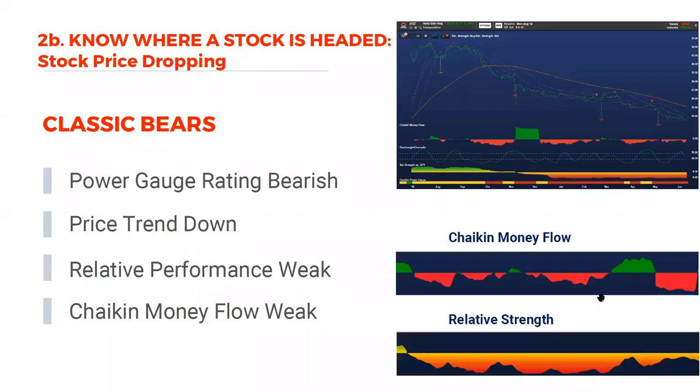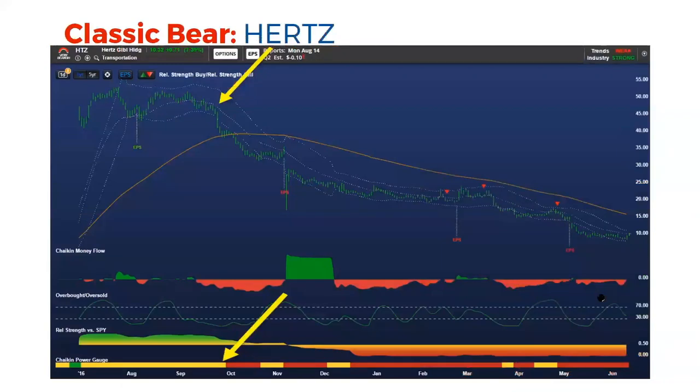And then finally, money flow weak. Now, just like in bullish stocks, occasionally you'll get little spots of red. In bearish stocks, occasionally you'll get little spots of green. But if you see on the money flow, it is pretty consistently red. Institutions are taking their money out of these stocks. They're selling, they're pulling money out of it. And if the institutions are pulling the money out of it, you don't want to be pouring yours into it. So this is what we look for in a classic bearish stock.